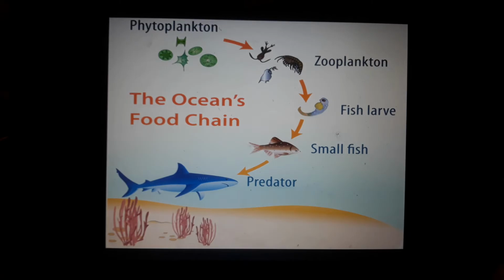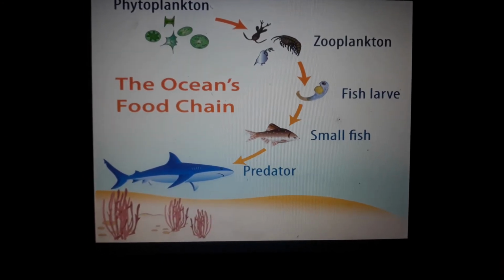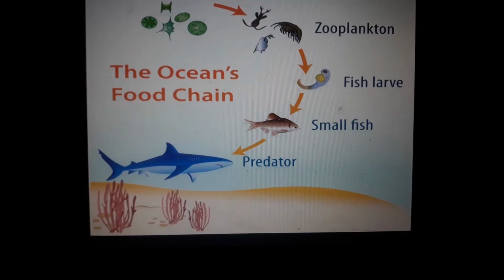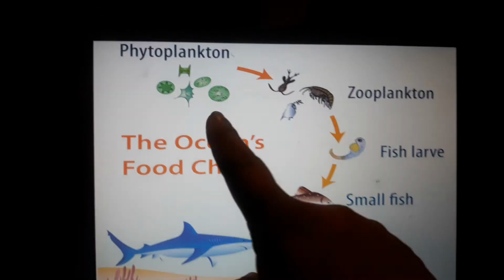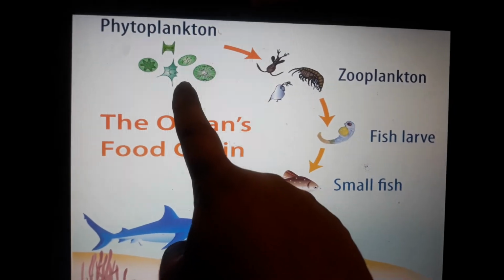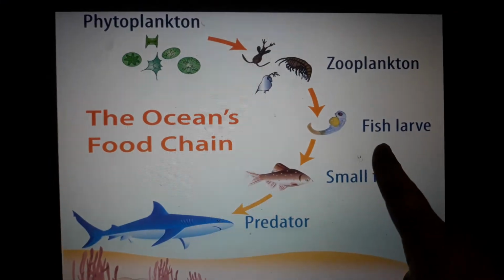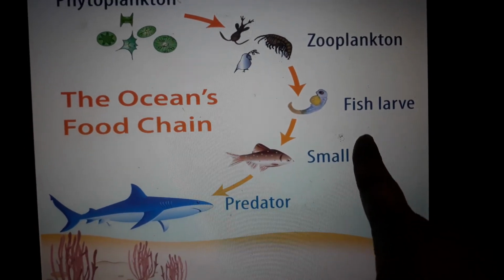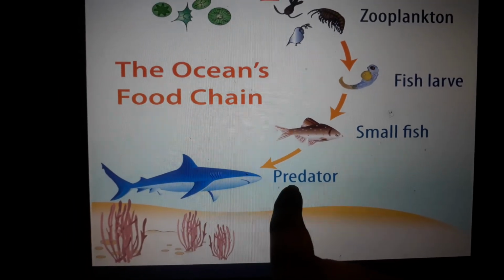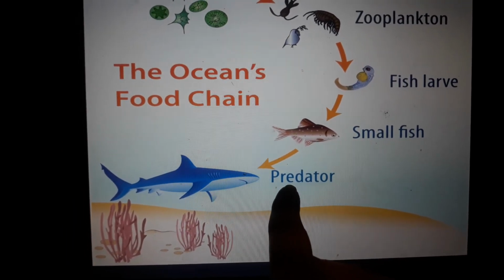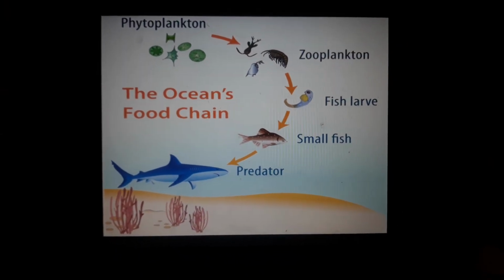All right. So here we have the food chain of the ocean. And you can see up here we've got phytoplankton, which are eaten by the zooplankton, which are eaten by the little tiny fish larvae, which are eaten by the bigger fish, which are eaten by the even bigger critters in there, like this shark here. Okay, so that's called the ocean food chain.